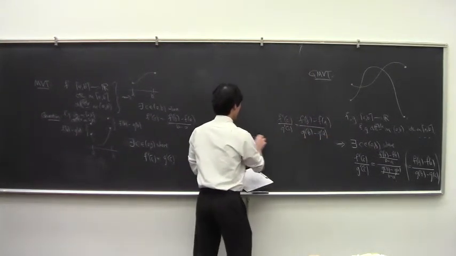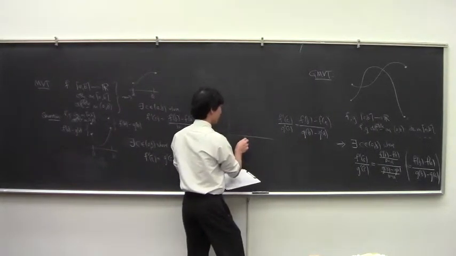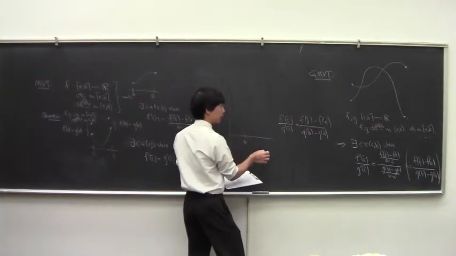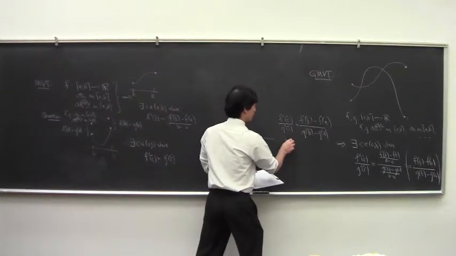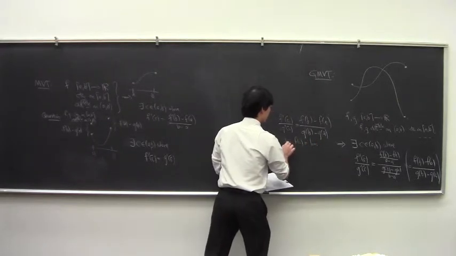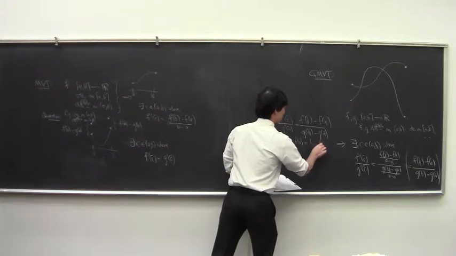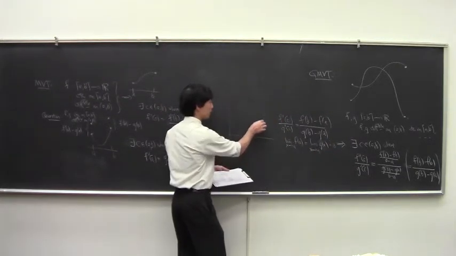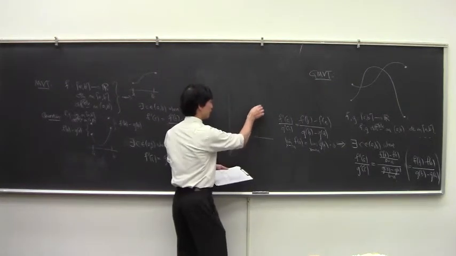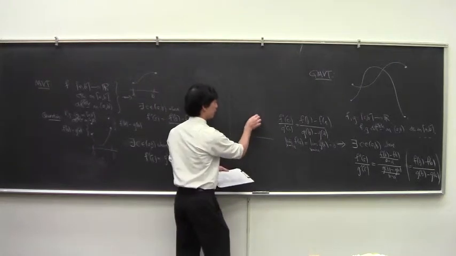This might give you some hint about L'Hopital's rule, because remember the idea of L'Hopital's rule is that you have some point A where the limit of f of x as x approaches A and the limit of g of x as x approaches A are both 0. So you've got these two functions that are going to 0 there, f and g.